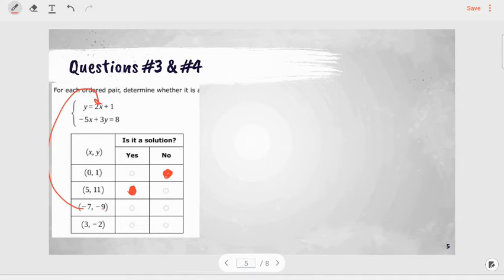Negative 7 in for x, negative 9 in for y. Negative 9 is equal to 2 times negative 7 plus 1. That gives me negative 14 plus 1, which is negative 13. That is not equal to negative 9, so this is an automatic no for the first one, so it's no overall.